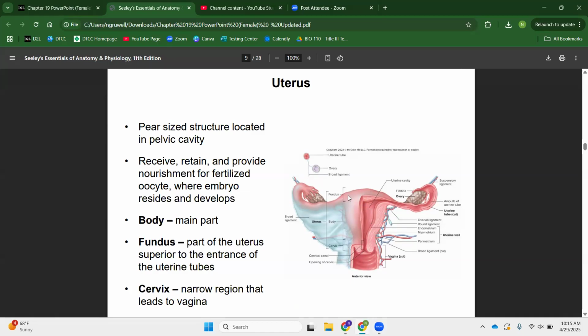The fundus is where the fallopian tubes or uterine tubes enter. So if you remember those as fallopian tubes, you can think F for fundus, F for fallopian. They go together. And then we have this narrow inferior portion called the cervix. This is also known as the birth canal because the fetus, or at that point, the child, is going to then exit via the cervix prior to reaching the opening of the vagina.